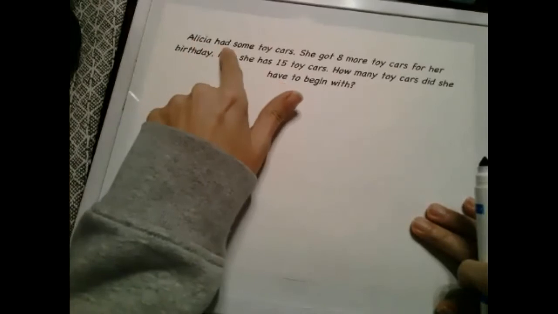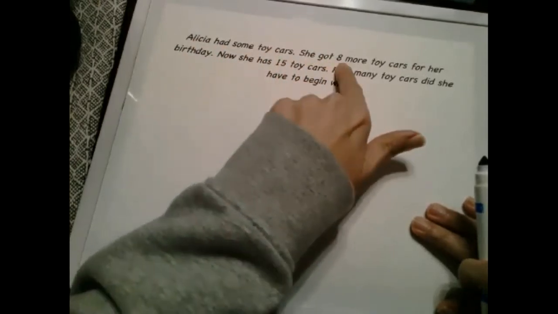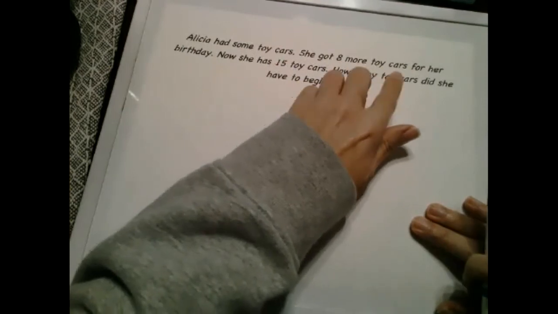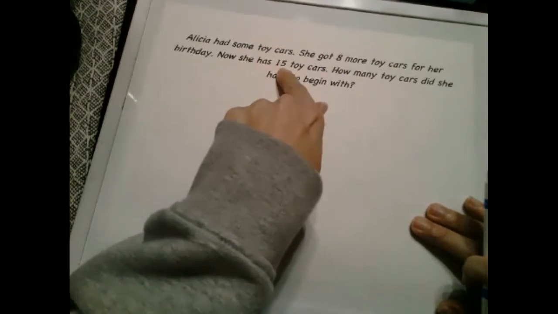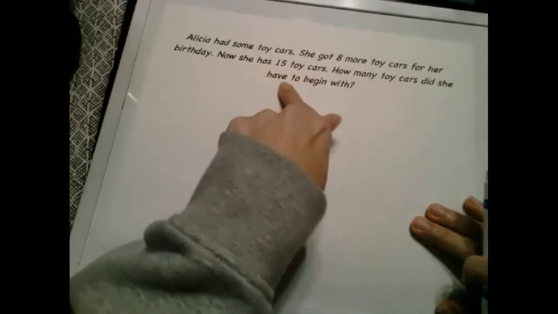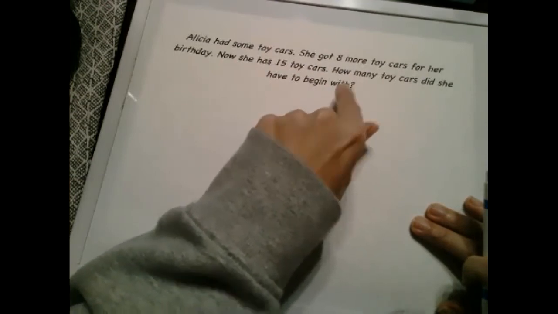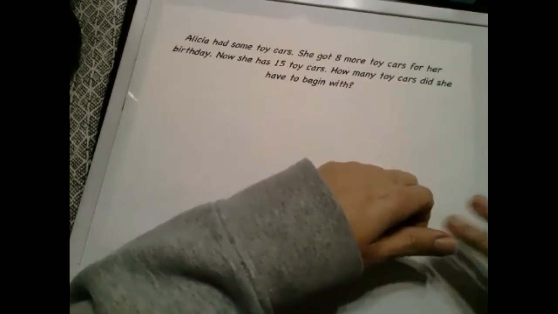In this problem, it says Alicia had some toy cars. She got 8 more toy cars for her birthday. Now she has 15 toy cars. How many toy cars did she have to begin with? Take a minute, look at the problem, and think about what you know. When you're ready, hit play.